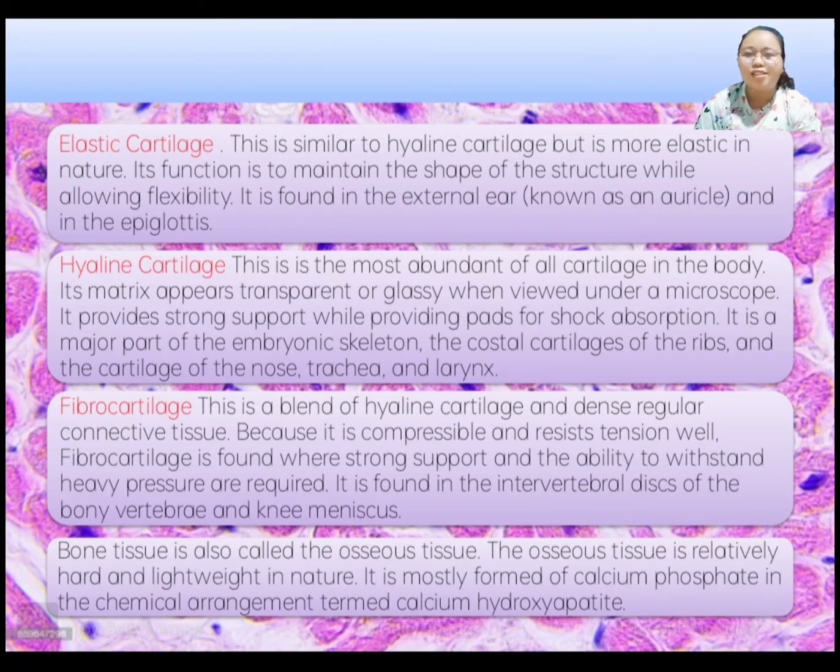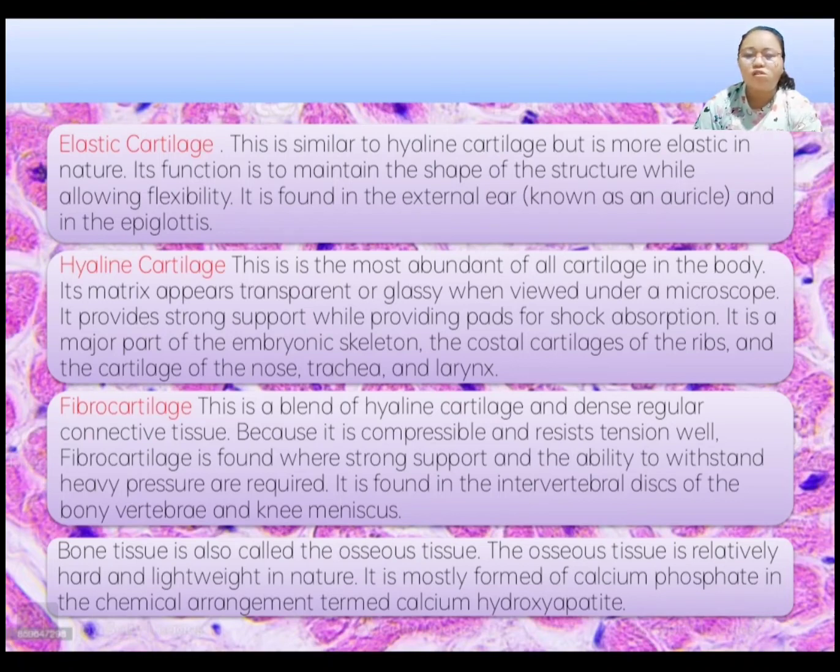For the fibrocartilage, this is a blend of hyaline cartilage and dense regular connective tissue because it is compressible and resists tension well. Fibrocartilage is found where strong support and the ability to withstand heavy pressure are required. It is found in the intervertebral discs of the vertebrae and the knee meniscus.